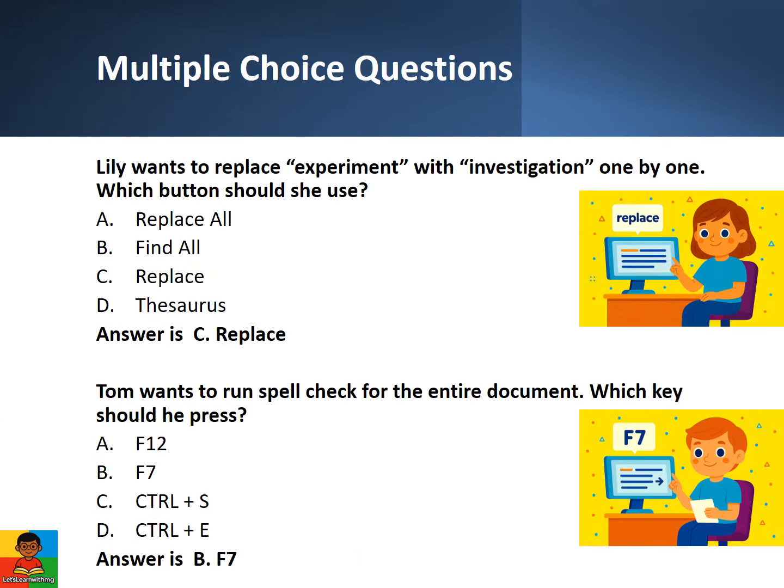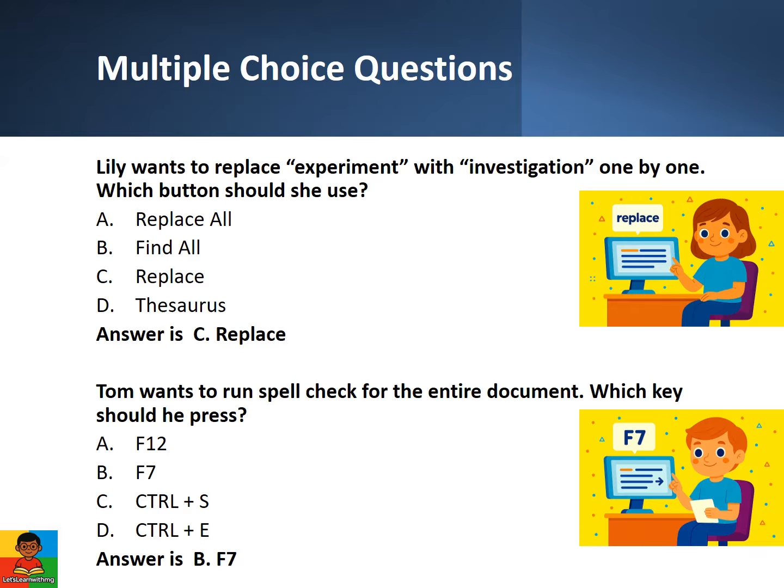Question 13. Lily wants to replace experiment with investigation one by one. Which button should they use? A. Replace all. B. Find all. C. Replace. D. Thesaurus. The correct answer is C. Replace.